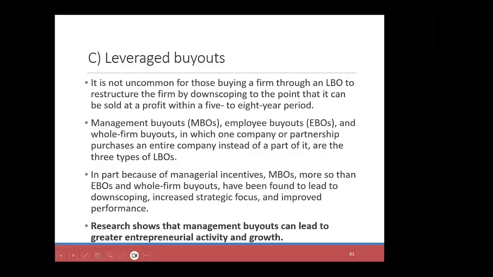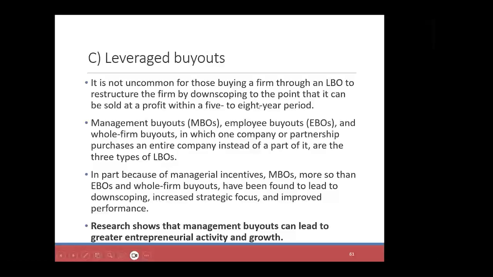And because top management are the people who know the most about the firm, they know about the things which even employees don't know, which the outside market doesn't know. They know the actual exact position and situation of the firm, so they can take the best decisions. That is why management buyouts are seen to be more successful than employee buyouts and whole firm buyouts.